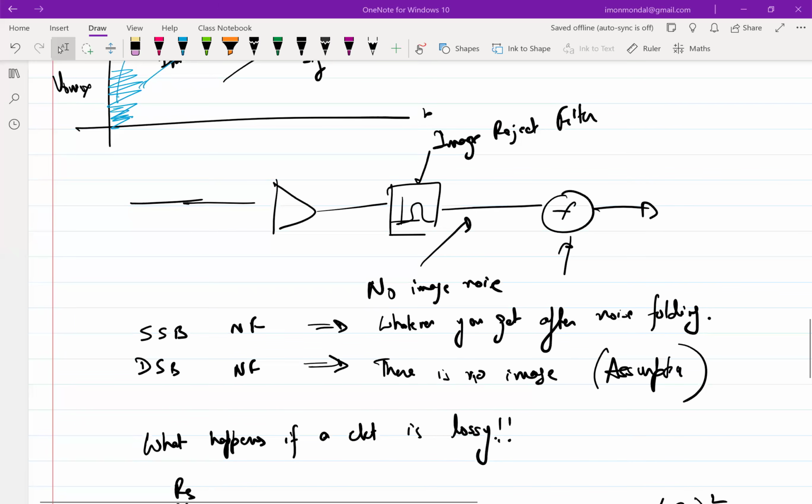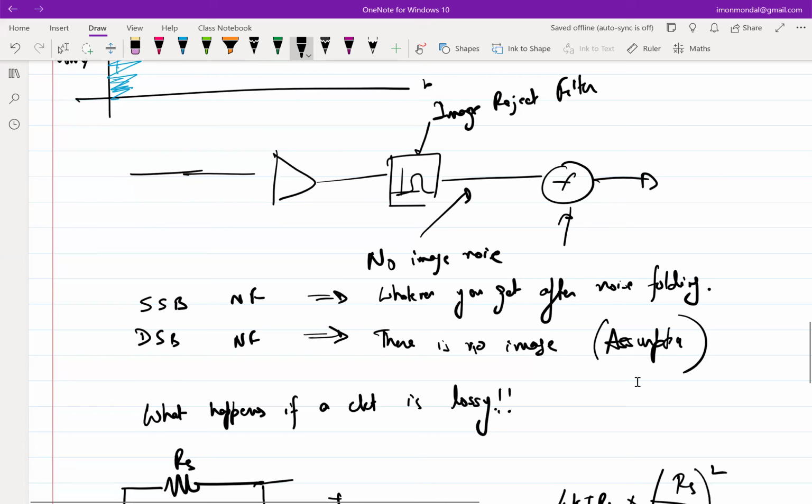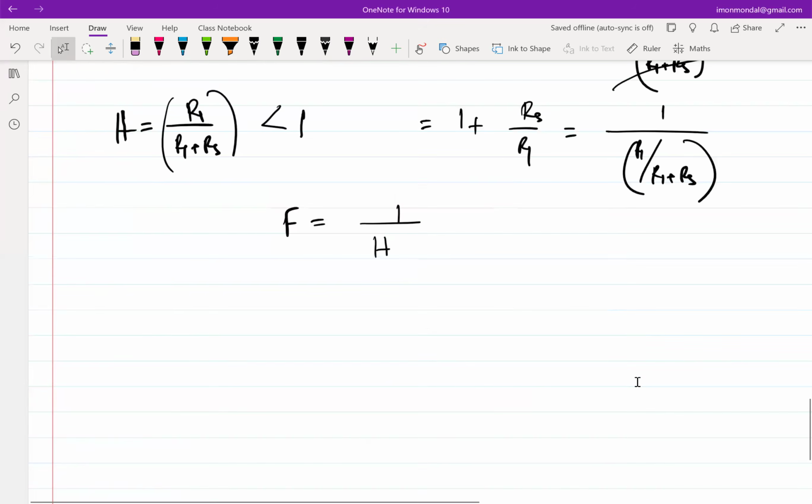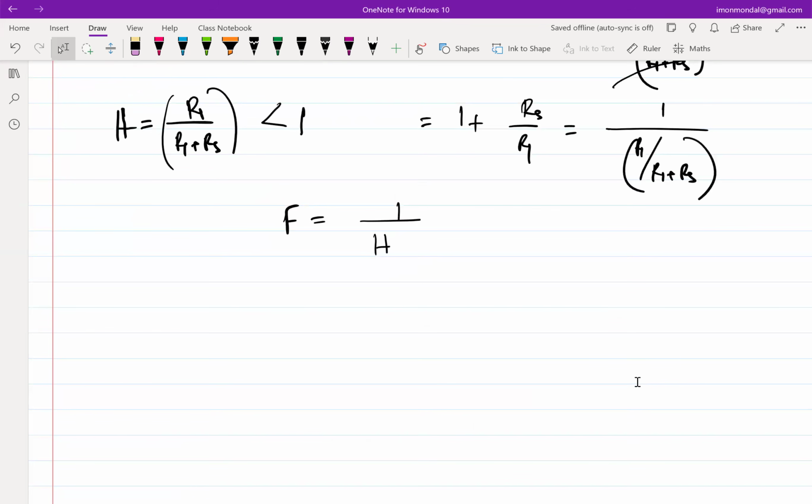Yeah, if you have losses, then you are going to face noise figure issues. So people thought about it and figured, is there any other way of getting rid of the image instead of using a filter? And as it turns out, there is. I'll show you the way people thought about it using trigonometry, and then we can extrapolate it to a circuit perspective.